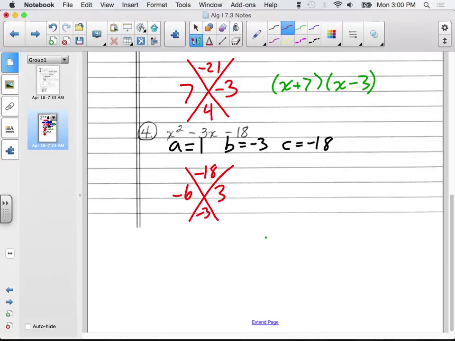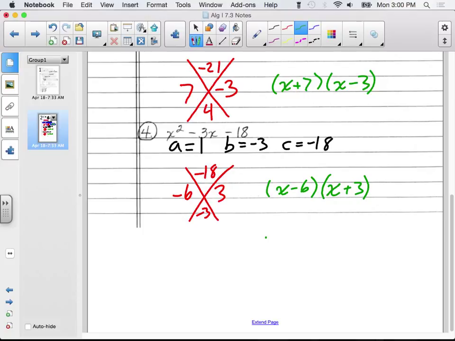Negative 6 times 3 is negative 18. Negative 6 plus 3 is negative 3. So what's our final answer? Parentheses x minus 6, parentheses x plus 3. Or what else could it be? X plus 3 times x minus 6. That's right. You could have x plus 3 times x minus 6. Nice. So this seems a lot easier than before when I was explaining it, right? Yeah, it's a lot simpler.